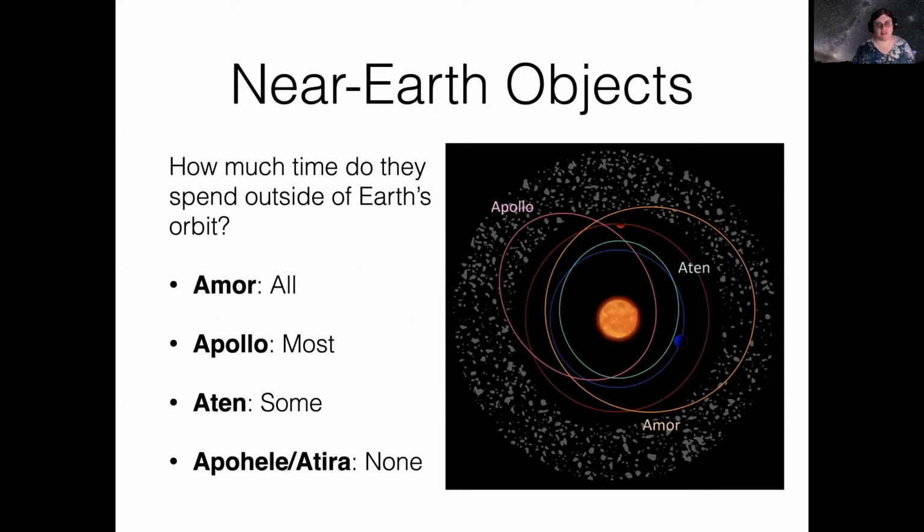So here's the kind of way to think about it. How much time do these objects spend outside of Earth's orbit? Earth is in blue. We have the 3 more well-known classes. And again, Atira objects are not plotted. So Amor asteroids are always outside the Earth's orbit. Apollo spends most of their time outside the Earth's orbit, but not all. Aten spends some of their time outside the Earth's orbit, but most of the time inside. And Atira never gets outside Earth's orbit.